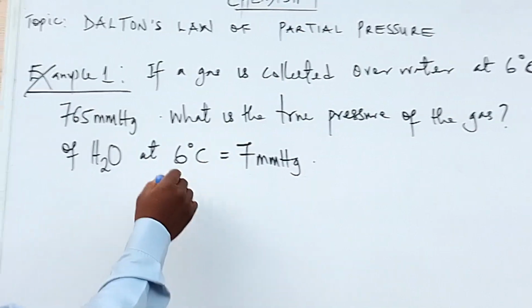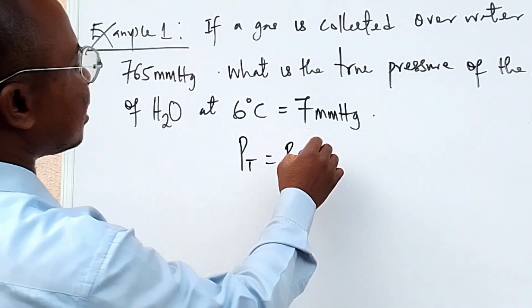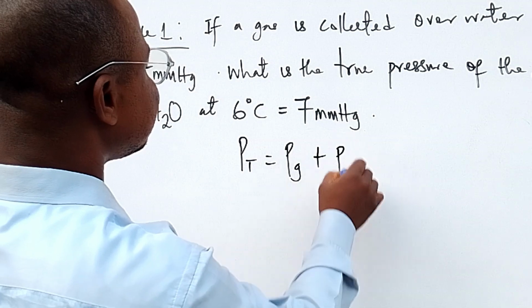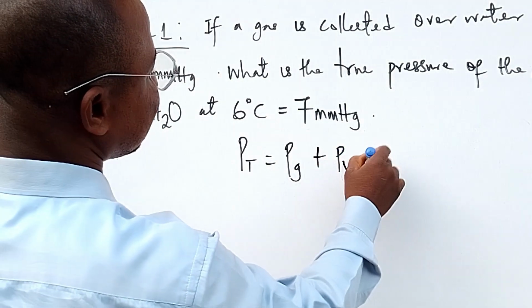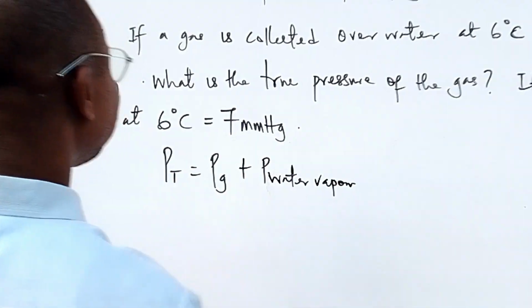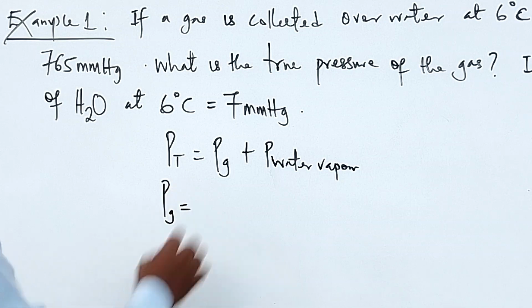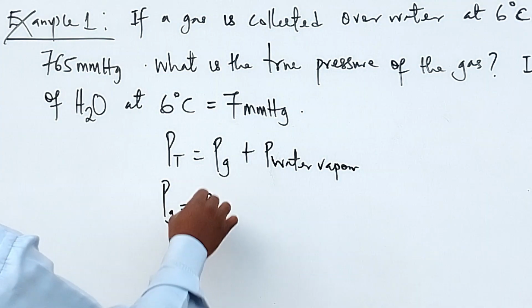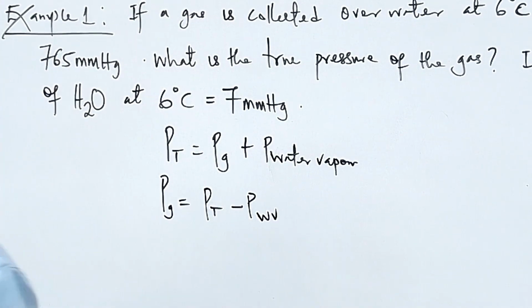So let's look at this formula. P total equals P gas plus P water vapor. So we are looking for P gas. So P gas is going to be what? P total minus P water vapor.